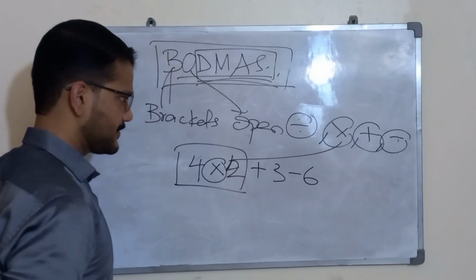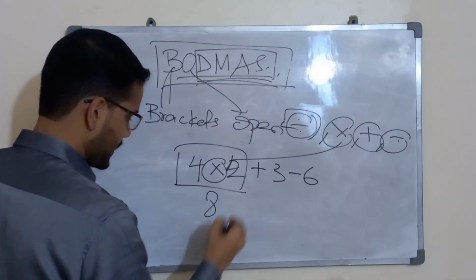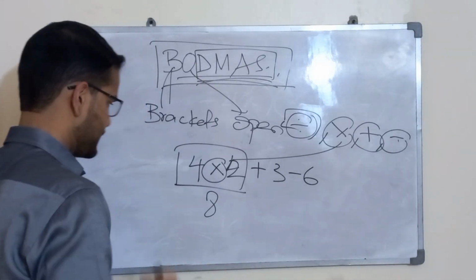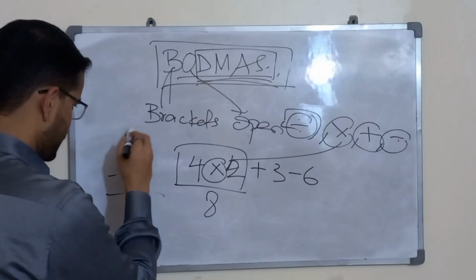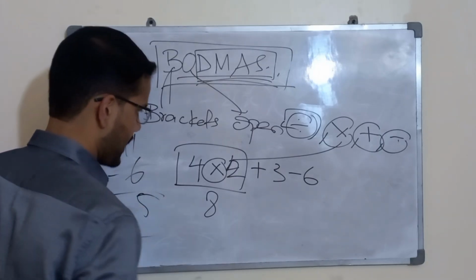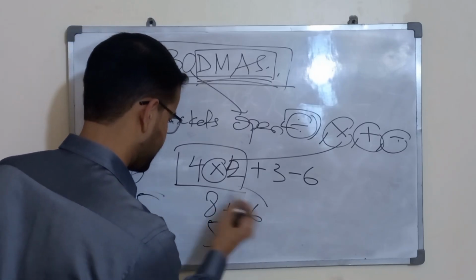the second step after the division is what? Multiplication. 4 multiplied by 2 is what? 8. 8 plus 3 is 11, minus 6 is what? 11 minus 6 is 5. Our answer is what? 5.